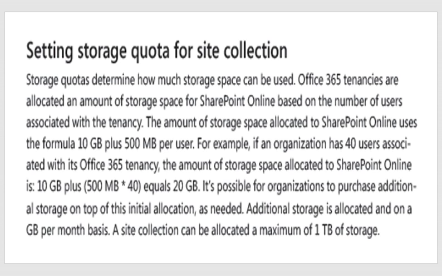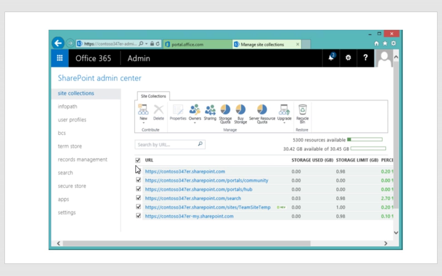It's possible for organizations to purchase additional storage on top of this initial allocation, as needed. Additional storage is allocated on a gigabyte per month basis. A site collection can be allocated a maximum of 1 terabyte of storage. So you can basically select all your sites in the site collection, and then here you can see the amount of storage that is available and the amount that has been used.